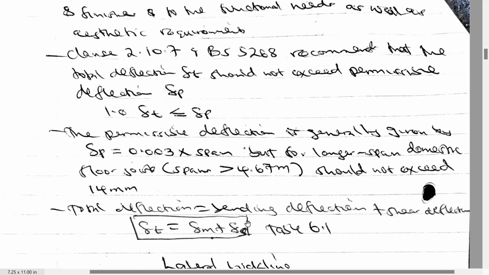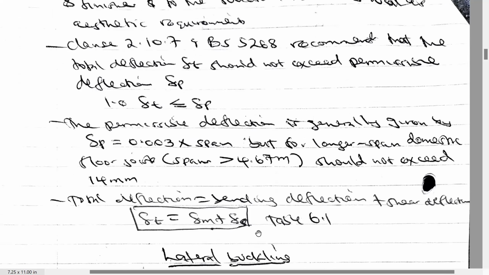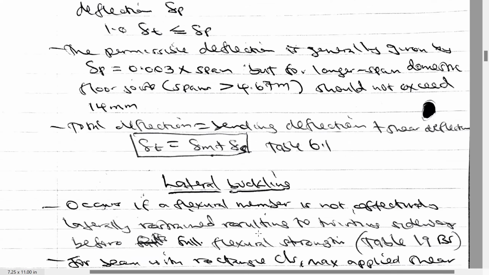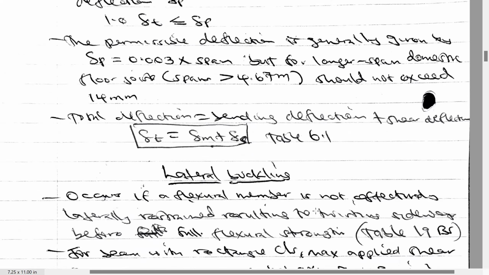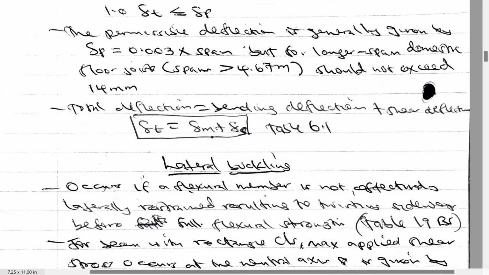So total deflection, remember deflection comes from bending and shear force. So you see that total deflection is equivalent to bending deflection plus shear deflection. Then you go to another check we call lateral buckling. So lateral buckling, basically it means the timber section undergoes twisting. So we say it occurs if a flexural member is not effectively laterally restrained, resulting in twisting sideways before reaching its full flexural strength.